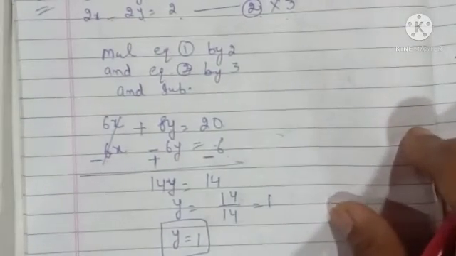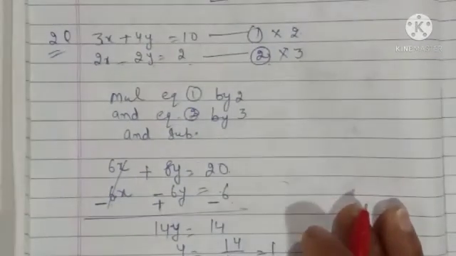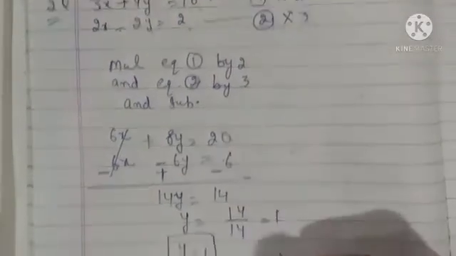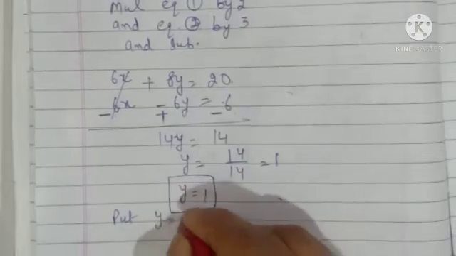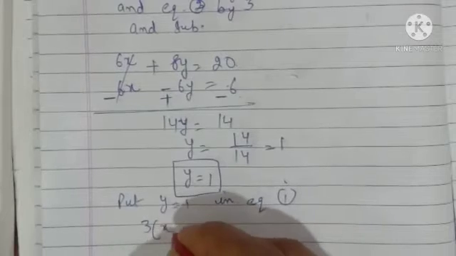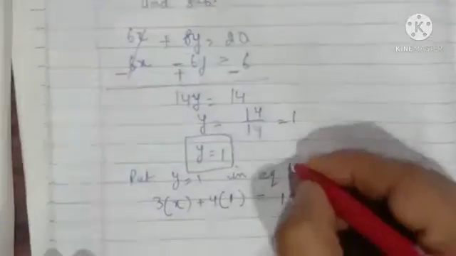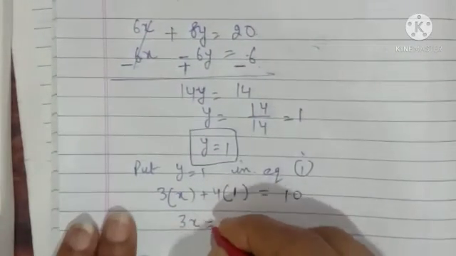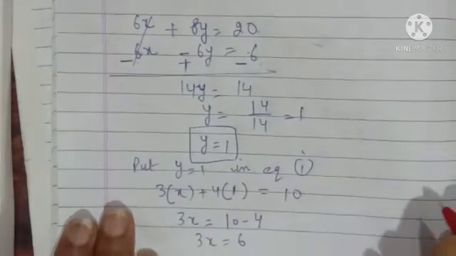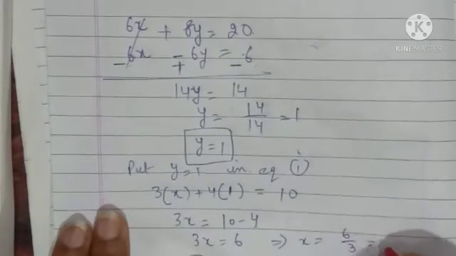Now it is the turn to get the value of x. This value of y I can put in any of the equations, either in equation number 1 or in 2. I will put this value in equation number 1. So let us write, put y is equal to 1 in equation number 1, that is 3x plus 4, in place of y I put 1, is equal to 10. Simplifying this, 3x is equal to 10 minus 4. So 3x is equal to 6. Simplifying this, I get x is equal to 6 divided by 3, that is 2.